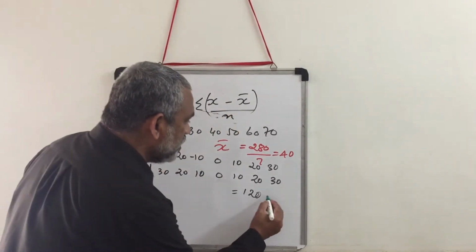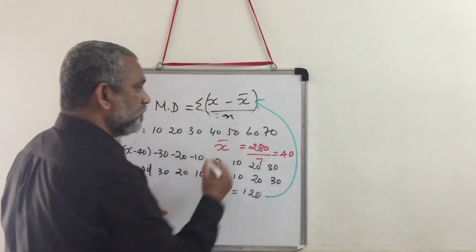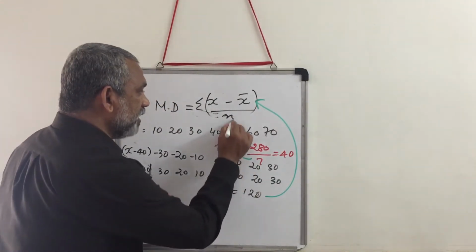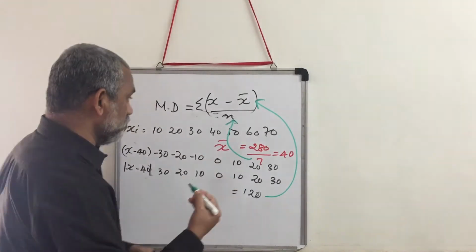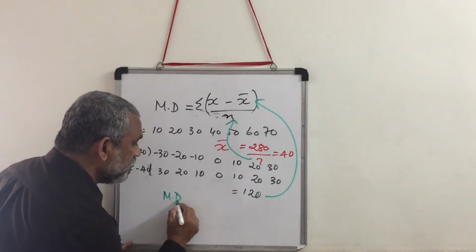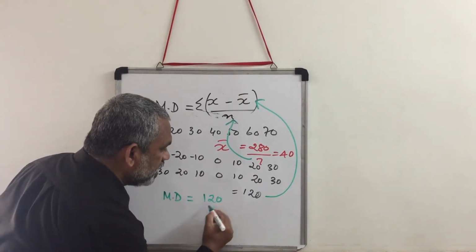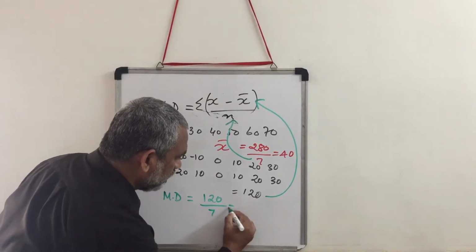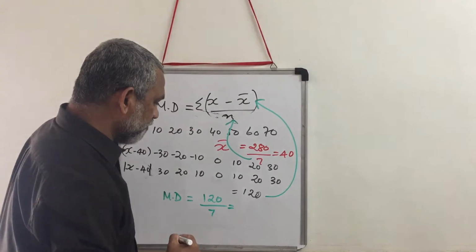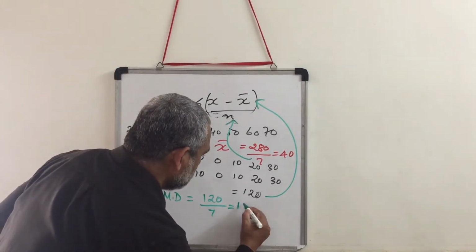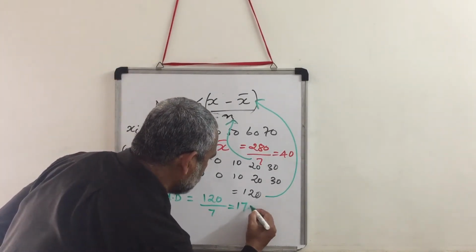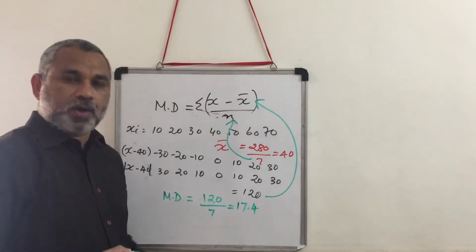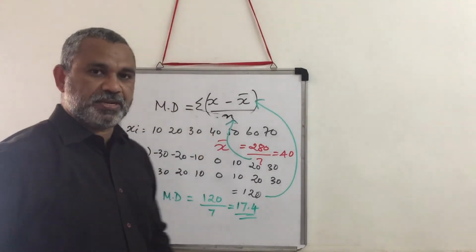This 120 is the summation of the modulus, and n is 7. So now replace the values. Therefore mean deviation is equal to 120 divided by n, which is 7. So this is somewhere about 17.4. Okay, so this is the mean deviation.